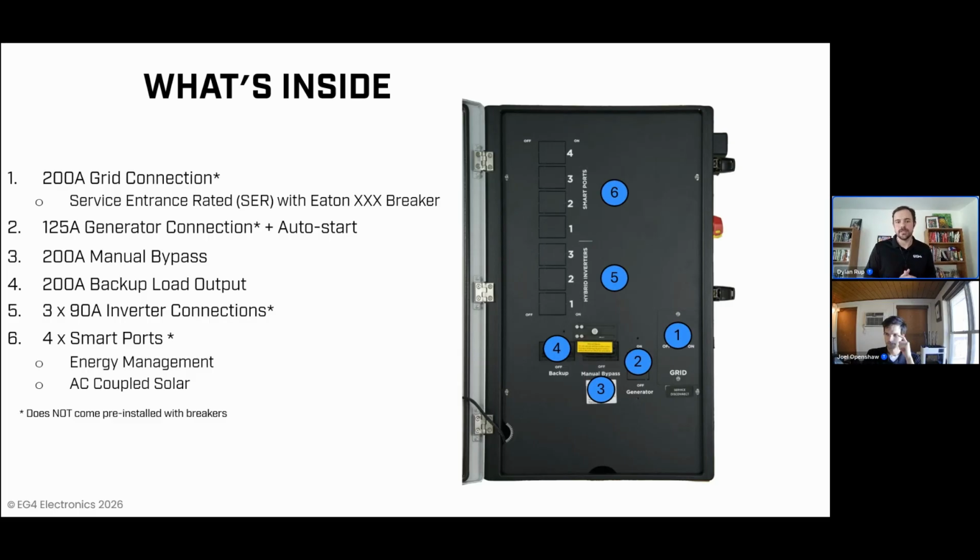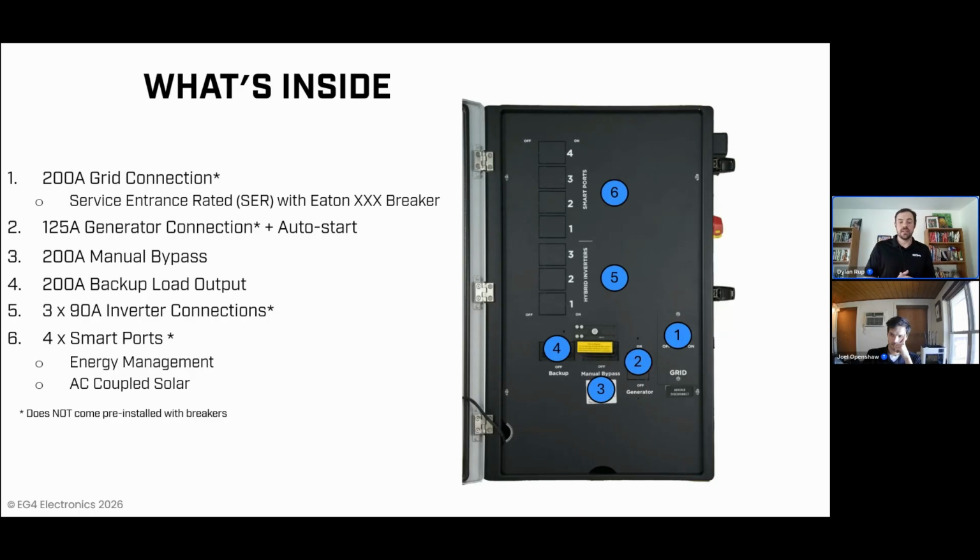the disconnecting means for the energy storage system. The second thing I'm going to call out here is a 125 amp generator connection point and auto start capability built into this GridBOSS. That's going to act as and replace your traditional generator ATS or automatic transfer switch and give you a really easy way to interconnect a generator to the system and also control when that generator starts and stops based on things like the energy storage system state of charge.